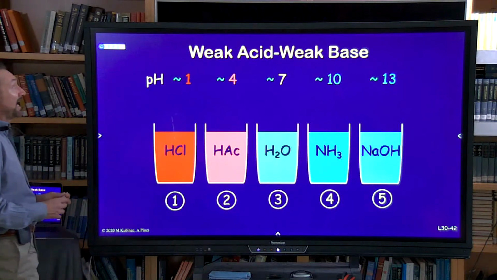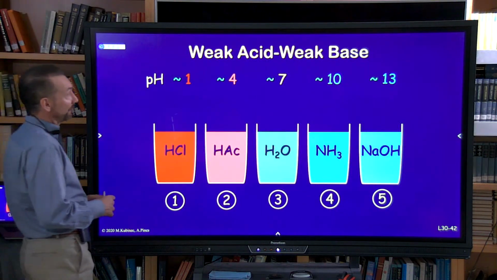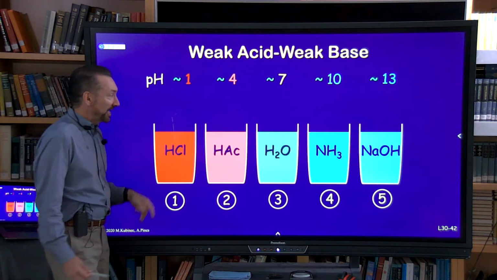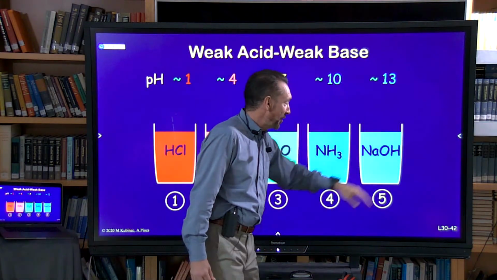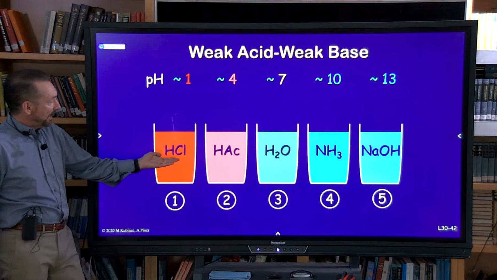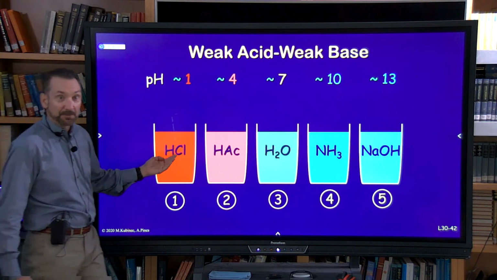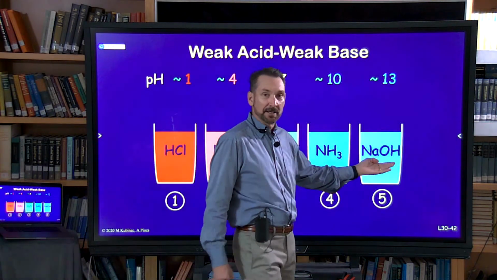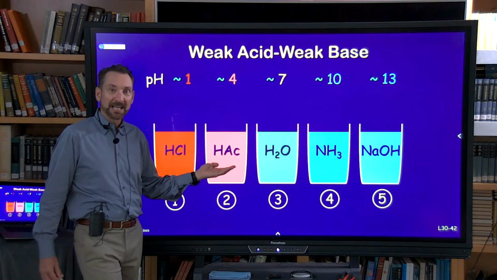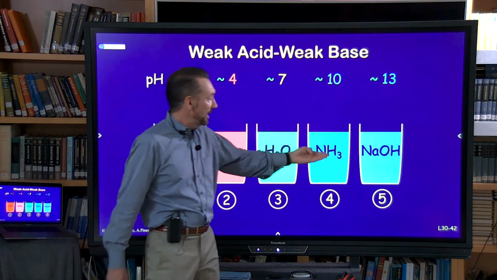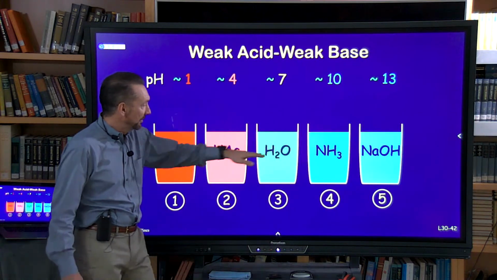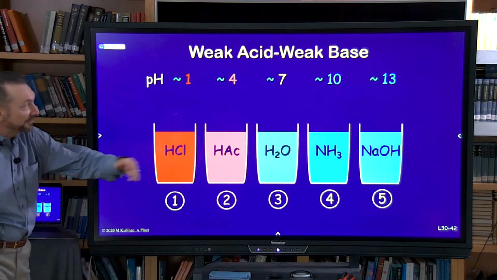So here we have some solutions of weak acids and weak bases, and strong acids and strong bases. So HCl and sodium hydroxide, NaOH. HCl, hydrochloric acid, that's a strong acid, K much bigger than 1. That's a strong base, K much bigger than 1. Here's acetic acid that we've been talking about, HAc, weak acid, K less than 1. NH3, weak base, the dissociation constant less than 1 for that. Liquid water in the middle, 5 different solutions.